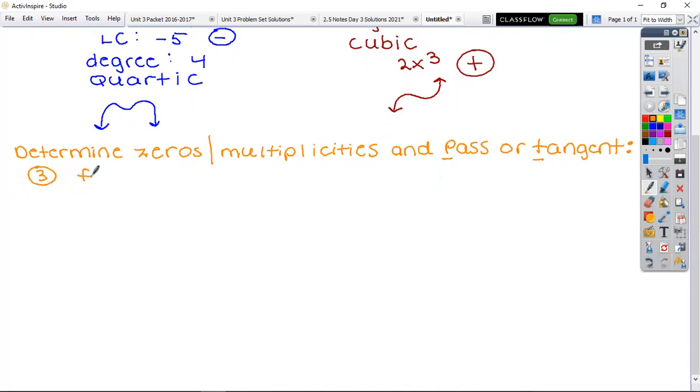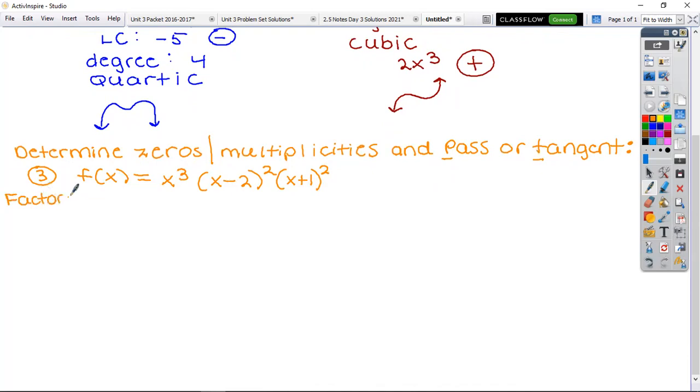So I want to go f of x equal to x cubed, and then x minus 2 squared, and then x plus 1 squared. Whenever you look at these, you want to think, what form is it in? So what form is this one in? Has parentheses. Good. So this one's factored already for you.